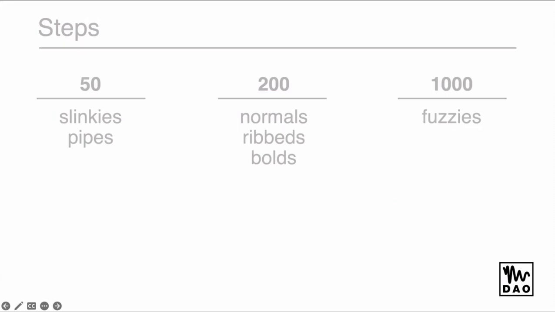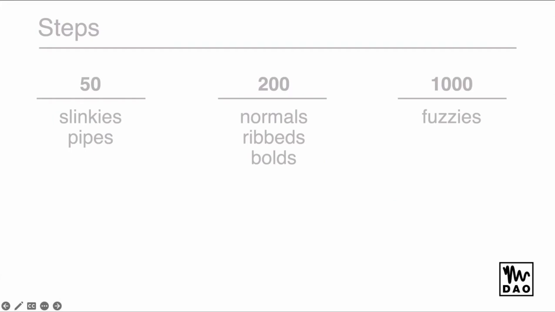So Slinkies and pipes always have 50 steps. Normal ribs and balls are 200, and fuzzies have 1000. And the more steps, the more color hues the squiggle will display. So that's why fuzzies will always tend to be more colorful due to the 1000 steps. Of course, there will be a range, taking into account the steps and the color spread of the fuzzy, but the range of fuzzies will be on the more colorful, range of Slinkies and pipes on the more monochromatic side.